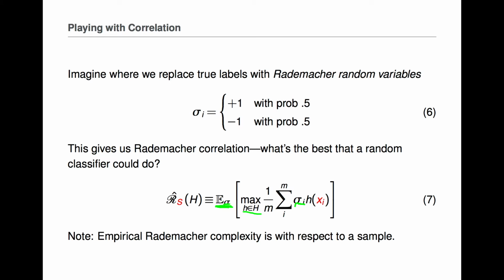Also note that this is the empirical Rademacher complexity with respect to a particular sample S. The xi's are coming from this sample S. And we'll make this a little bit more general in a second. This is another way of measuring the complexity of a hypothesis class. Last time we talked about the number of hypotheses in a hypothesis class as being a measure of how complex it is. This is another alternative measure.